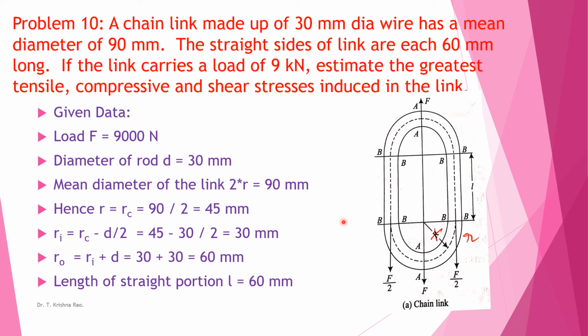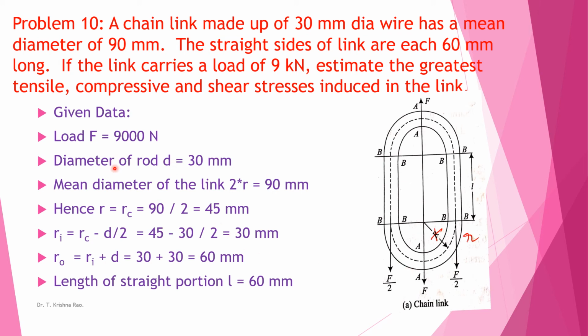But for both cases, e, Ci, C0 will be the same because the radius of curvature is the same for section AA and section BB. Section AA and section BB is a semicircle. For a semicircle, the radius is the same. As long as the radius is the same, e, Ci, C0 will be the same for both sections.